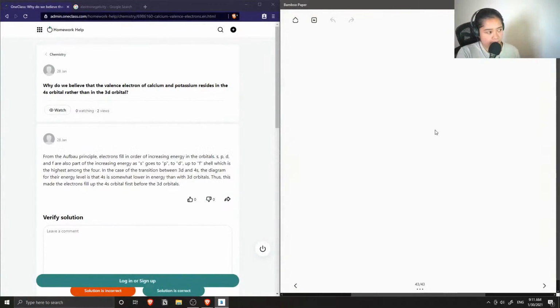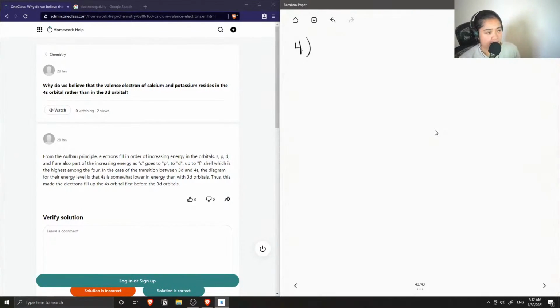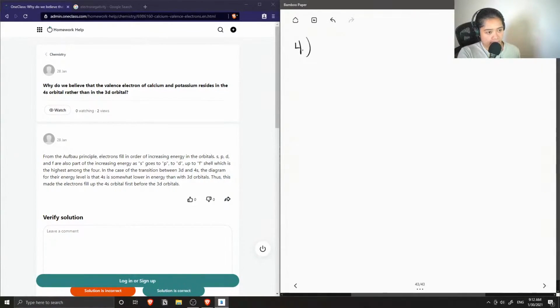Okay, so question number 4. Why do we believe that the valence electron of calcium and potassium resides in the 4s orbital rather than in the 3d orbital? Okay, so to answer this question, let's first find the electron configurations of both calcium and potassium.